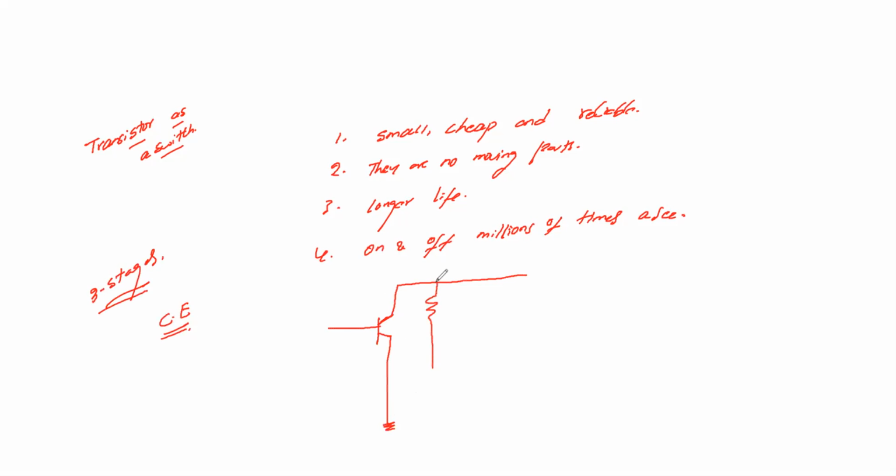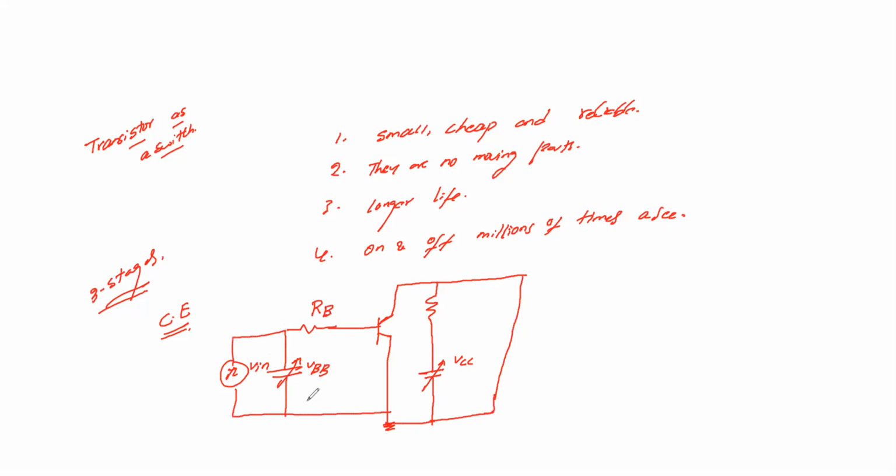There is a resistor and there is a voltage. This voltage is VCC, where we are varying the voltage VCC, and I'm connecting the output like this here at this point. And for the base, there is an input resistor, I'll take it as RB. And there is a voltage, I'll take this one as a variable VBB. And there will be some input voltage. So this is your circuit.